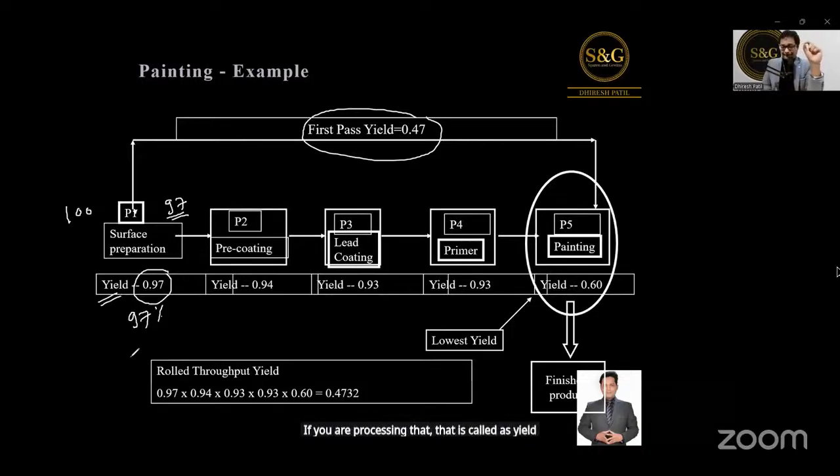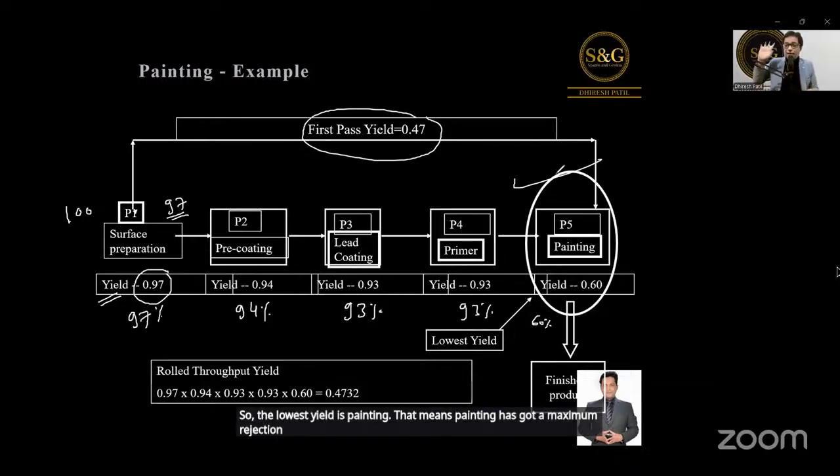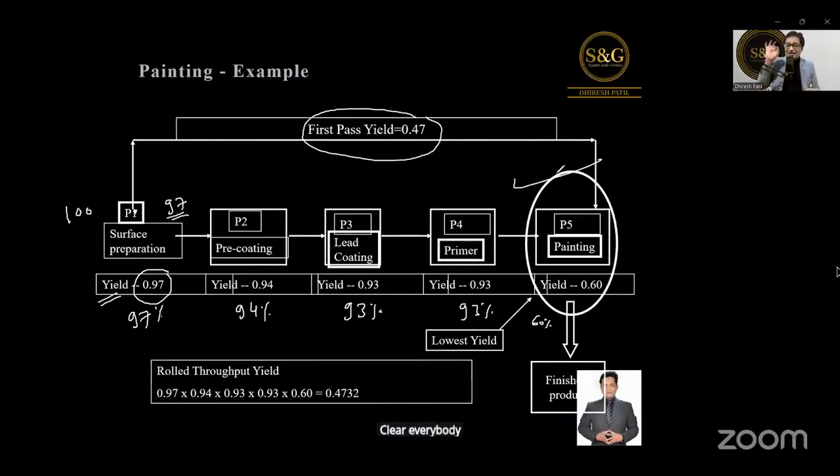Okay, so here the pre-coating is 94%, lead coating is 93%, primer coating is 93%, and painting is 60%. So the lowest yield is painting. That means painting has got the maximum rejection. Clear, everybody? The lowest yield meaning maximum rejection. Yes? Just give me yes.